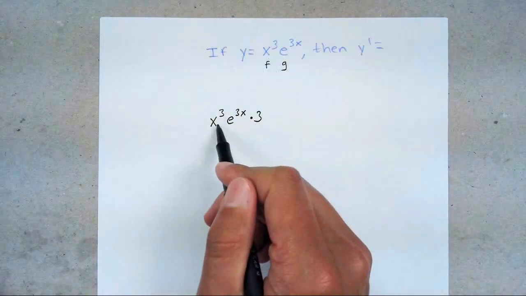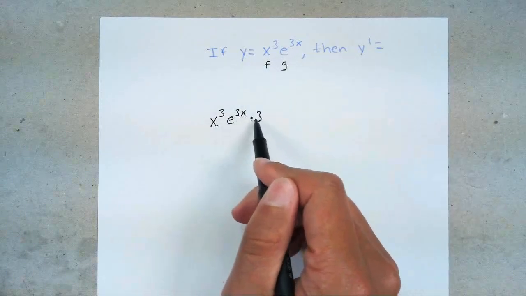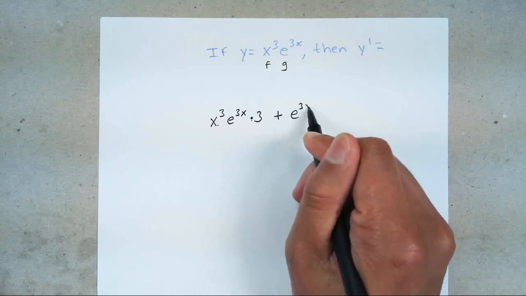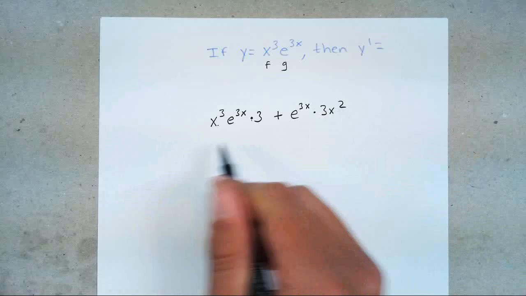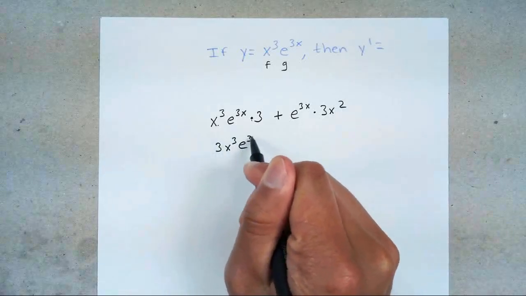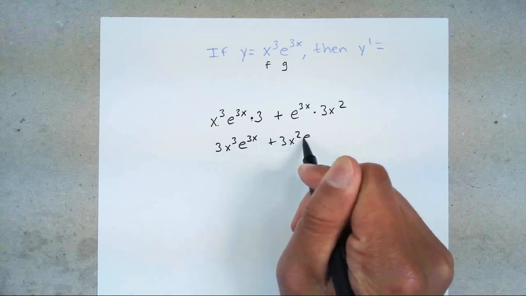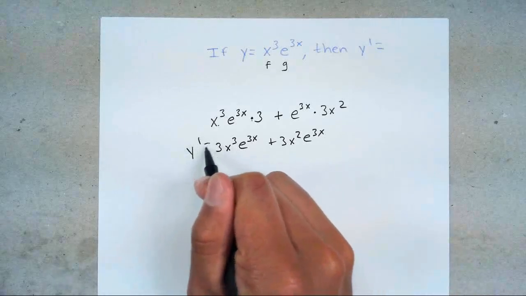So bring down the first, times the derivative of the second, bring down e to the 3x, times the derivative of the exponent, plus bring down the second, e to the 3x, times the derivative of the first, which is 3x squared. Then simplify things. This will give you 3x cubed e to the 3x, plus 3x squared e to the 3x. And that's what y prime equals.